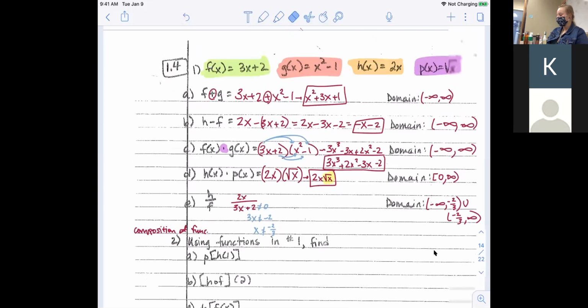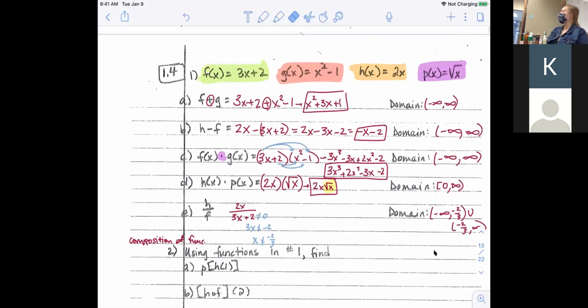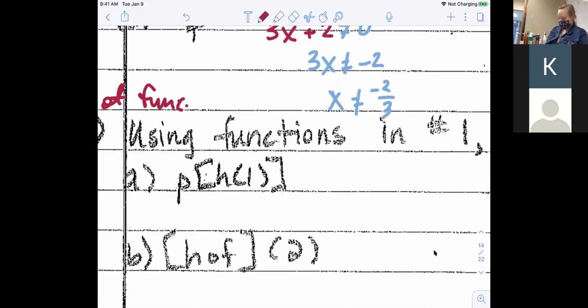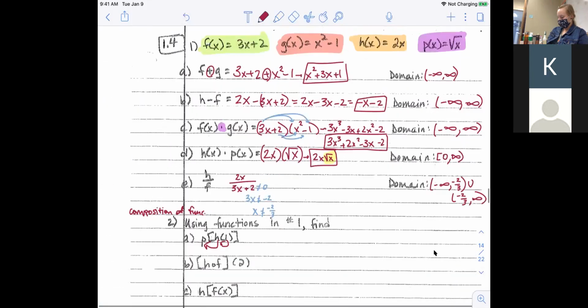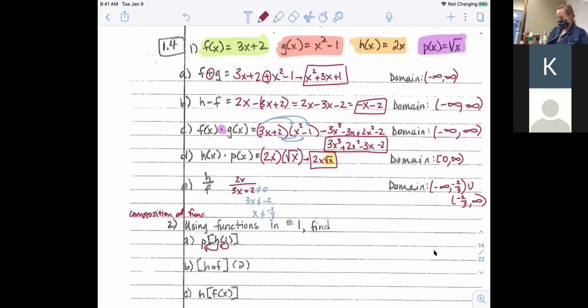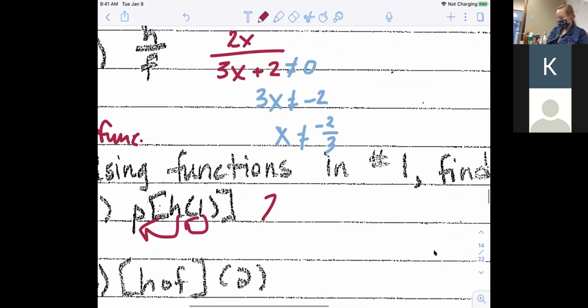I'm still using the equations from the top, F, G, H, and P. So this first one says that I'm going to do P of H of 1. I'm going to plug H into P, and I'm going to plug 1 into H at X. Let's take it one at a time. If I have H of X is 2X and P of X is root X, I'm going to take 1 and put that in for my X of H of X. So I'm going to do 2 times 1.